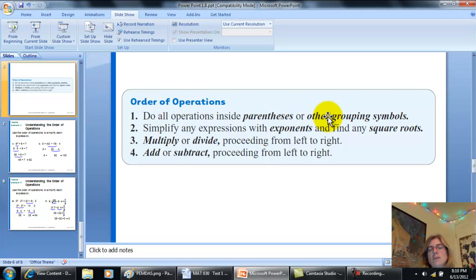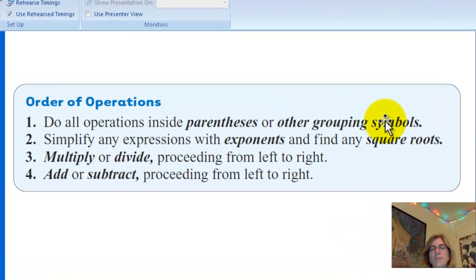You start with parentheses and other grouping symbols, step 1, and then you move left to right after you've solved that. And you simplify all exponents and square roots, and then you move left to right and solve multiplication and division, and then you move left to right and solve adding and subtraction. And I will show you how that works.